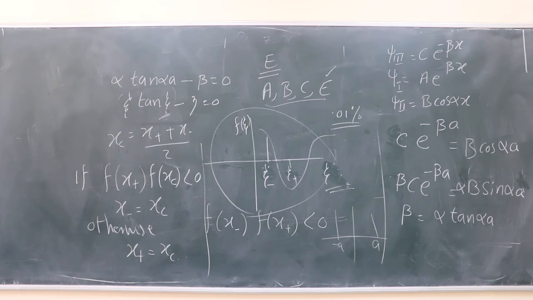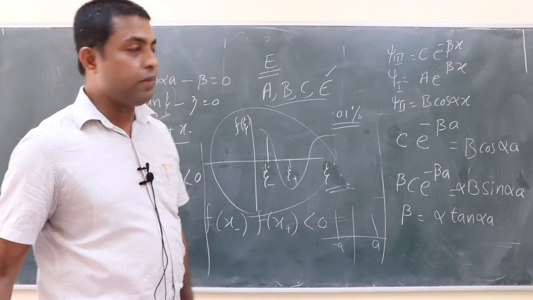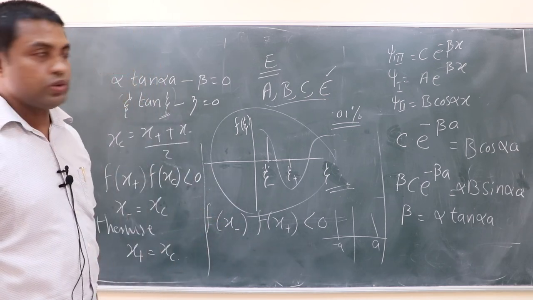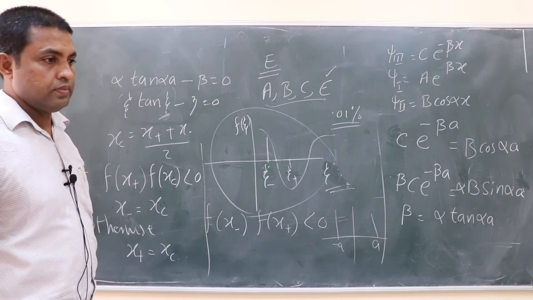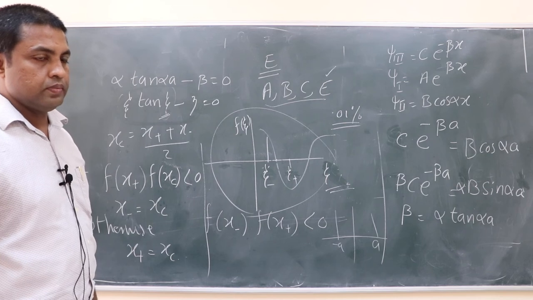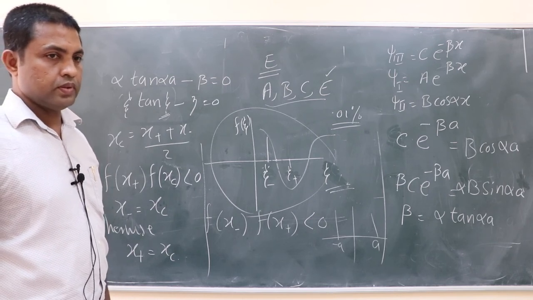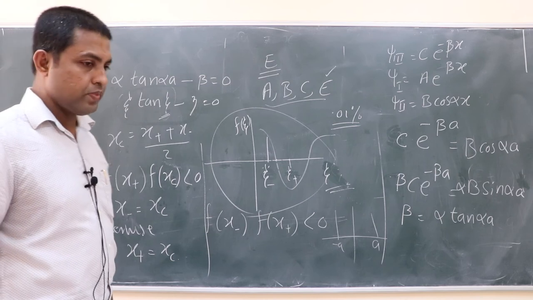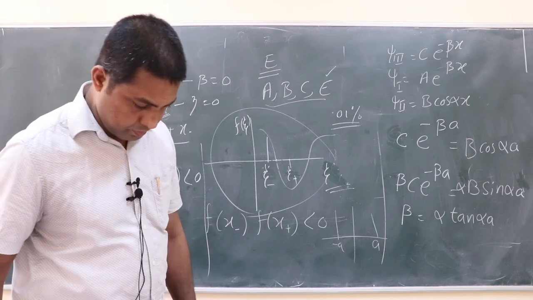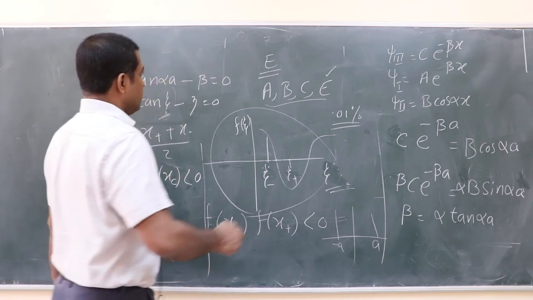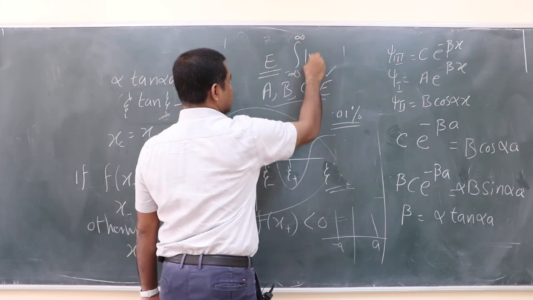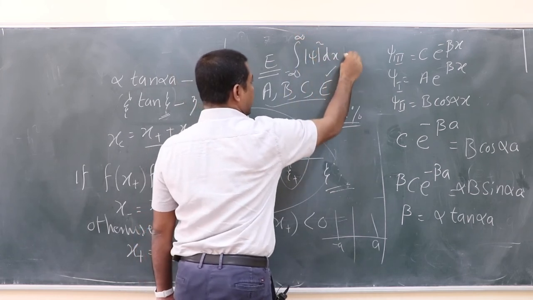How are you going to normalize the function? Because only when you normalize can you get the last unknown. How are you going to normalize the wave function? Any answer? Integration from minus infinity to infinity of mod psi square dx equal to 1.